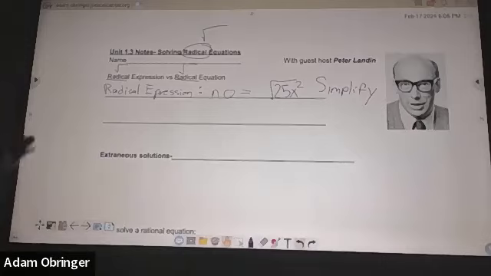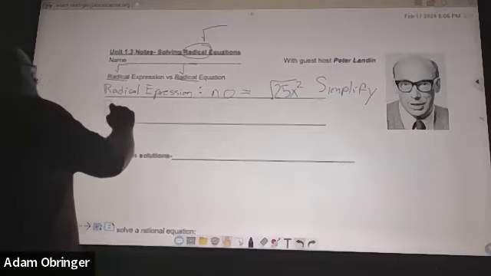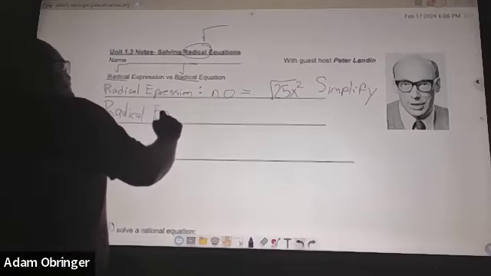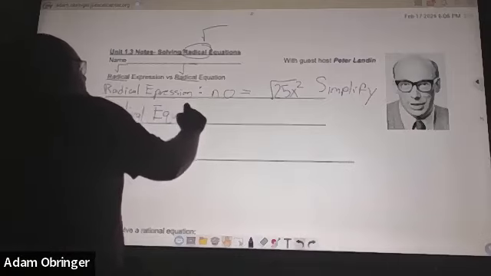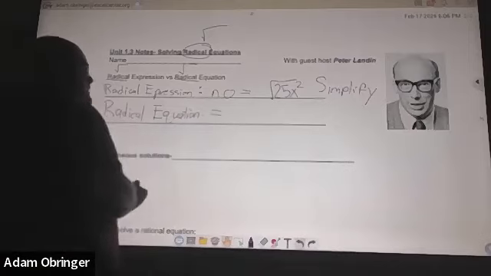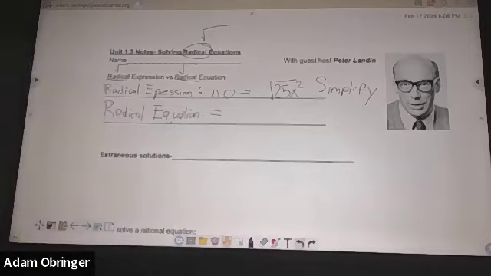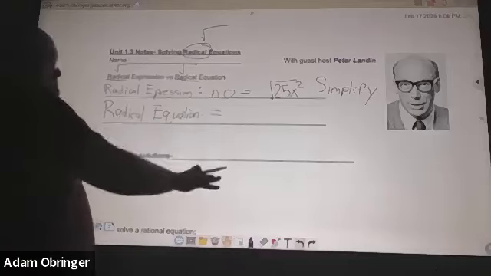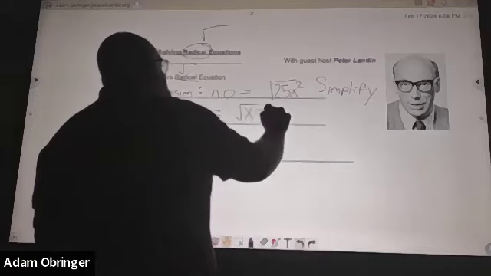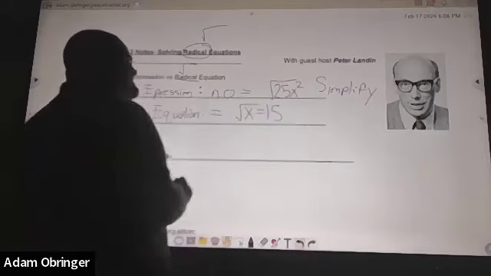You're simplifying my statement. You're taking what I have and making it more compact, or maybe a better way of saying it. What differs for a radical equation is that it has an equal sign somewhere. So in this lesson, in this page of notes, we're going to look at stuff like the square root of x equals something like 15.